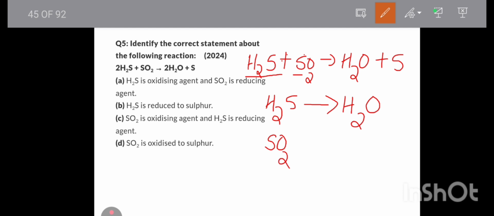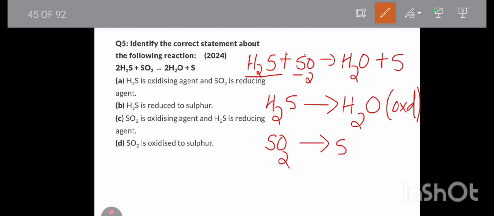So SO2, when it is forming product, has converted to sulfur S. In the first reaction you can see H2S is getting converted to H2O. That is, gaining of oxygen has taken place, right? So gaining of oxygen means we can call this reaction an oxidation reaction.